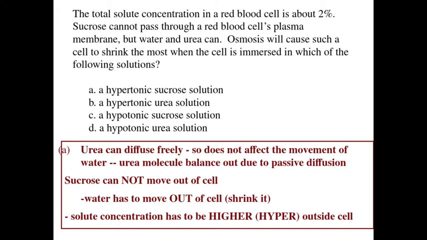But sucrose, because it can't get in and out, does influence the water movement. And so if we want the cell to shrink, we've got to put that cell in a hypertonic sucrose solution so that the concentration is greater outside, so the water in the cell will come out. And so that's why the correct answer is A.